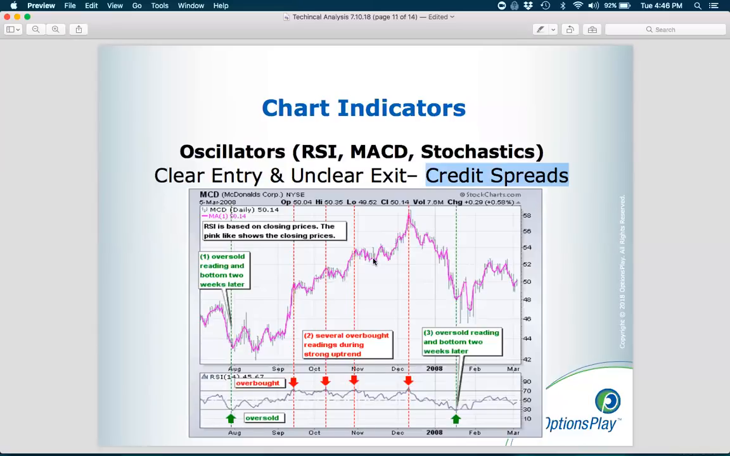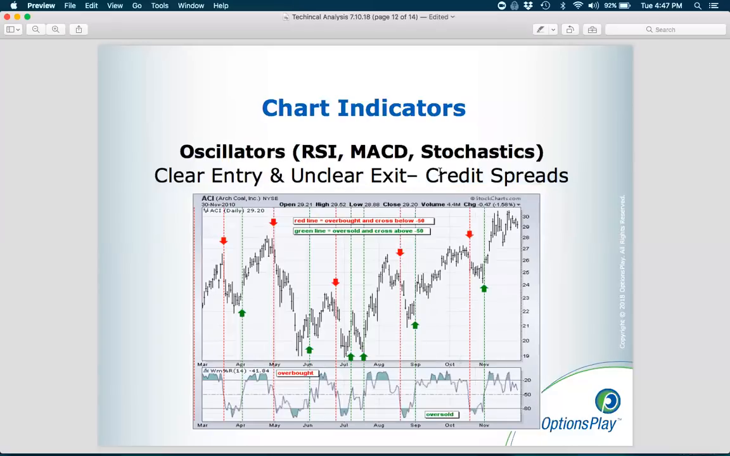So that's why, again, when you use these types of indicators, I recommend that you consider taking a look at credit spreads versus debit spreads, or buying calls or puts, because overbought or oversold does not necessarily mean the stock's going to reverse, okay? It simply means that the stock is unlikely going to continue going higher if it's overbought, or it's unlikely going to continue going lower if it's oversold. So credit spreads are a much better way to play oscillators versus other types of strategies.